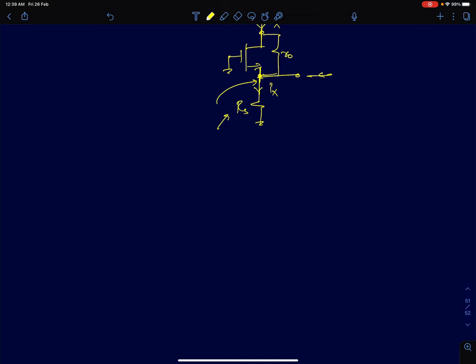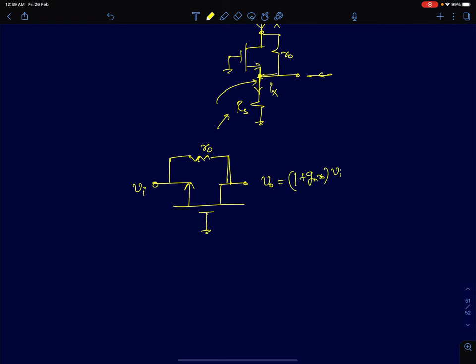If you recall, I had discussed one very interesting result in the past, that a common drain amplifier has a very interesting property, that in the presence of R0, if I apply an input voltage Vi, the output voltage is going to be 1 plus gm R0 times Vi. This is the open circuit voltage or the intrinsic gain of a common gate amplifier, measured when RL is infinity and Rs is 0. So if I apply a voltage Vi, visualize a current gm Vi flowing from source to drain, and that current has nowhere to go at the output. The output current is 0 because it is open circuit.